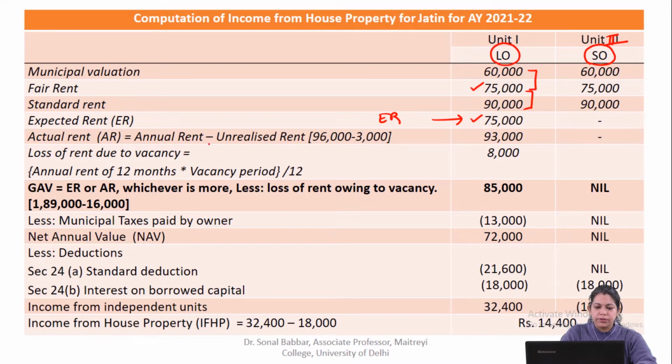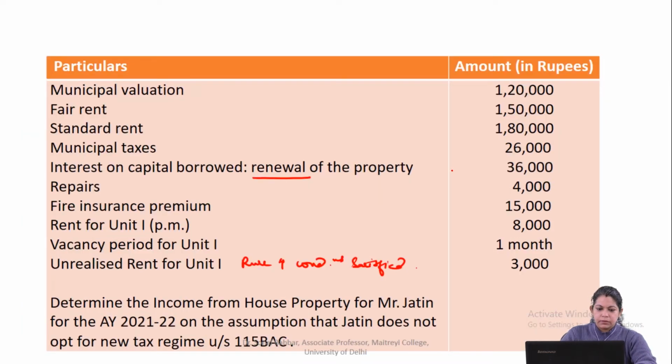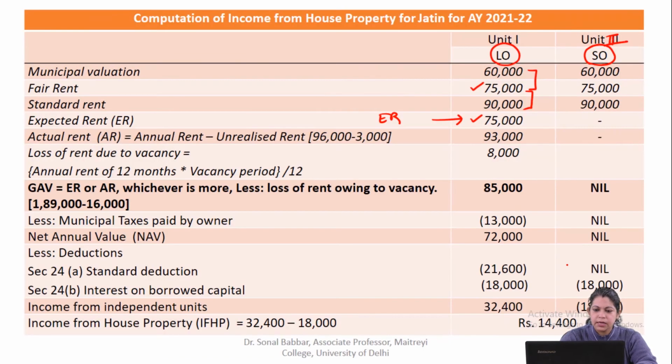Then we compute actual rent, which is annual rent minus unrealized rent. Annual rent given is 8,000 rupees per month. So for 12 months, it becomes 96,000. And there is unrealized rent, Rule 4 condition satisfied. Therefore, this 3,000, which is unrealized rent for the relevant previous year, will be allowed as deduction. So 96,000 minus 3,000 will give us 93,000. So 75 or 93, whichever is more, is taken. So 93,000 is taken.